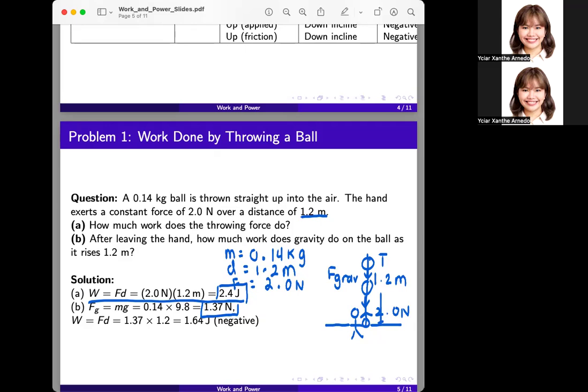The displacement from the maximum height to the thrower should be the same. d is equal to 1.2 meters and should also point downwards. And as expected, the work done here is positive. In here, the magnitude of the work done by gravity is W equals Fd. We already got F, so we just multiply 1.37 newtons by 1.2 meters, and we get 1.64 joules.